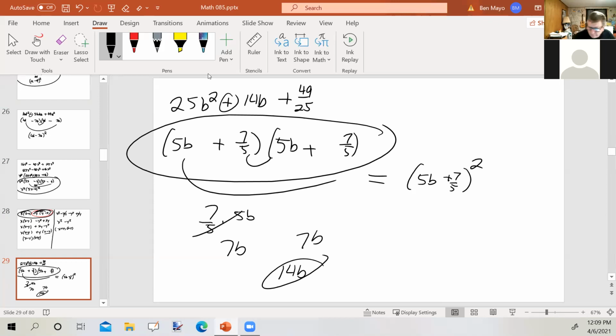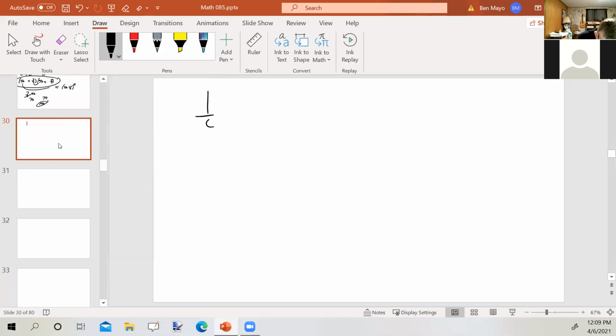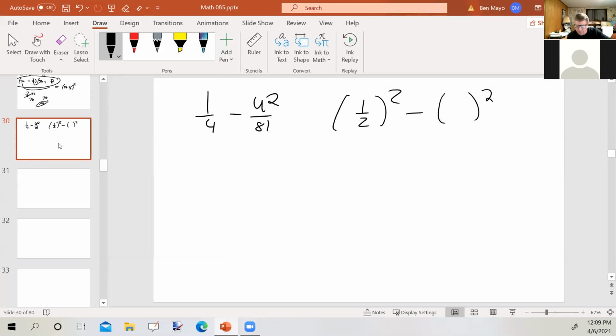And let's see here. How about 1/4 minus u squared over 81? Well, this is a binomial. It's a difference. Is it the difference of two squares? Let's see. Isn't 1/2 the quantity squared, 1 squared over 2 squared, or 1/4? And over here I'd have u over 9, u squared over 81. So my factors would be 1/2 plus u over 9 times 1/2 minus u over 9. Fractions are your friend. Just keep telling yourself that.